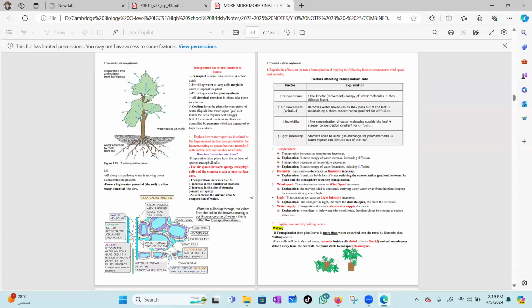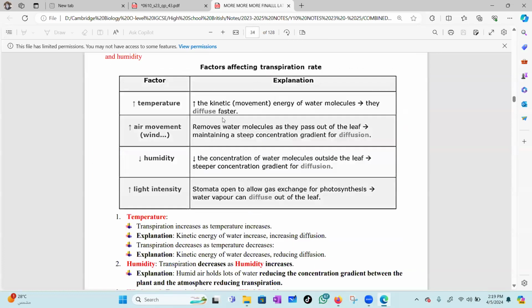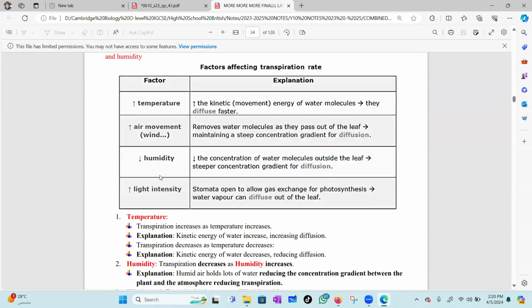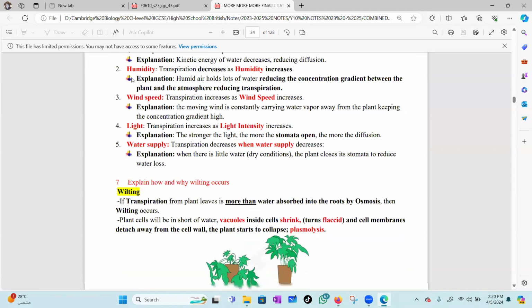Here, factors affecting transpiration. We said light intensity: the stomata are open to allow the gas exchange for photosynthesis, so the water vapor can diffuse out. There's a reason for every factor. This is very important. This is supplement. And the guard cells and the stomata, they are right here.